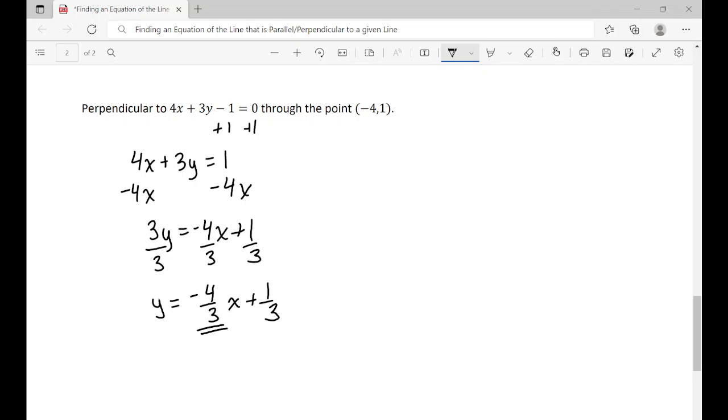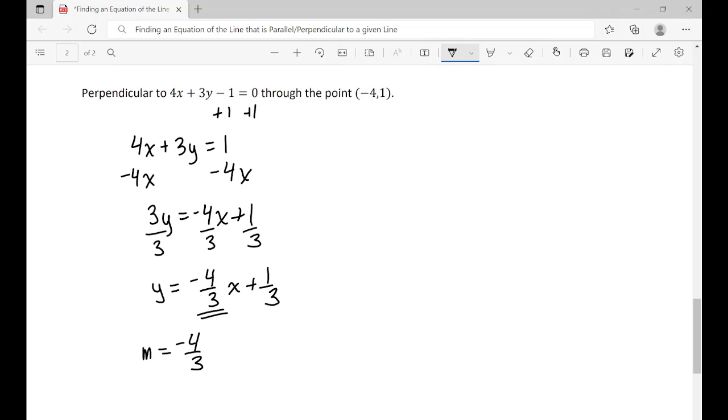So again, our slope is what's next to x. So our slope here is negative 4/3. And since we need the perpendicular slope, our slope is just going to be the same two numbers, but flipped. So 4/3 becomes 3/4. And since it's a negative, we want a positive. So we now got our slope, we got our point. Now we're going to plug it into our formula.